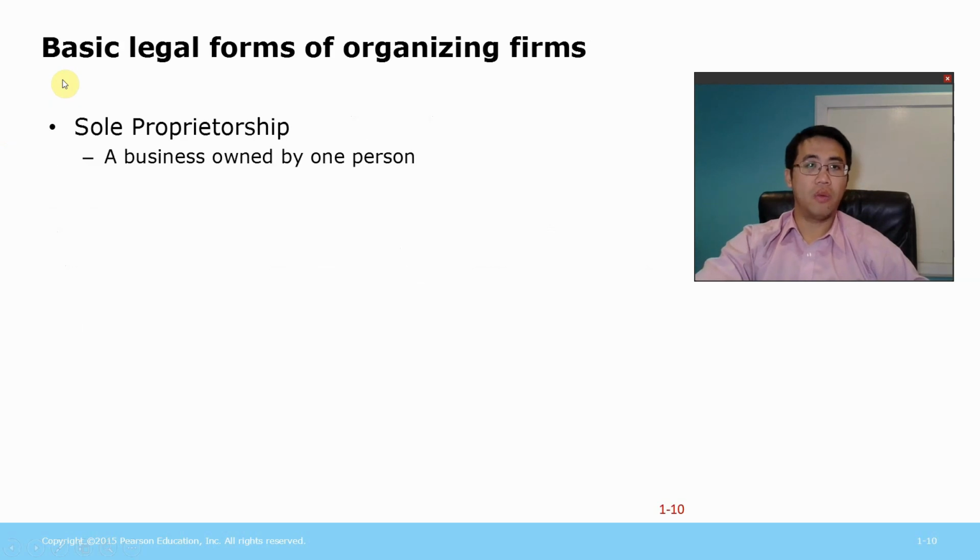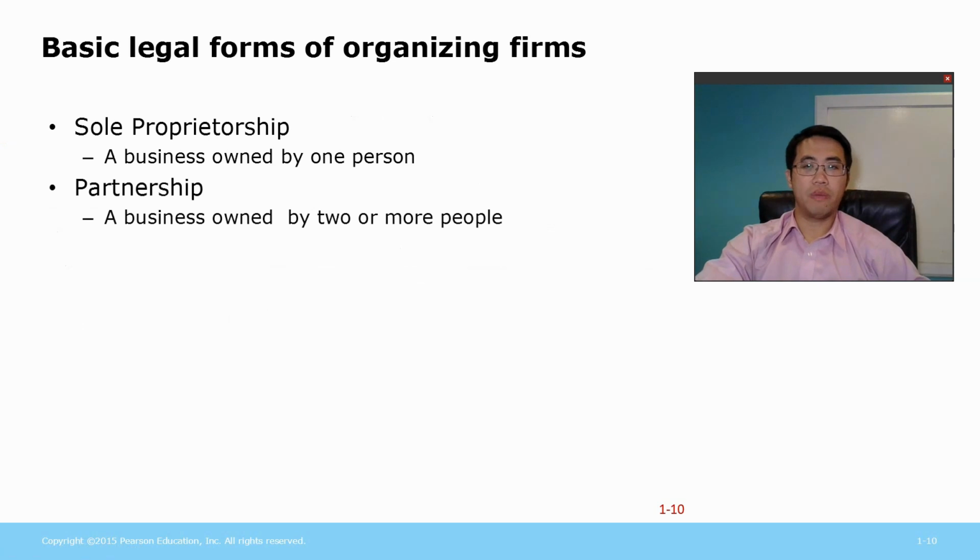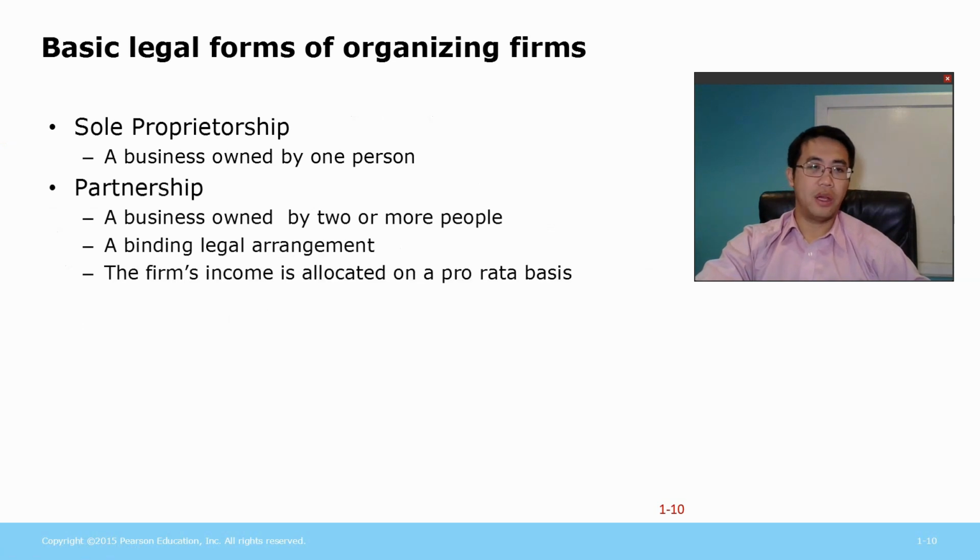Right here we have sole proprietorship, as I said, is owned by one person. Partnership is owned by two or more people. And between the partners, there will be a legal arrangement, and the firm's income is allocated on a pro rata basis. So pro rata basically means proportional. If you have 20% of the equity, then you get 20% of the income. You may not contribute 20% of the money to start the company. You may be a talented person doing all the work and come with no money, but you can always discuss how much equity you should have with another financial partner who comes with loads of money.